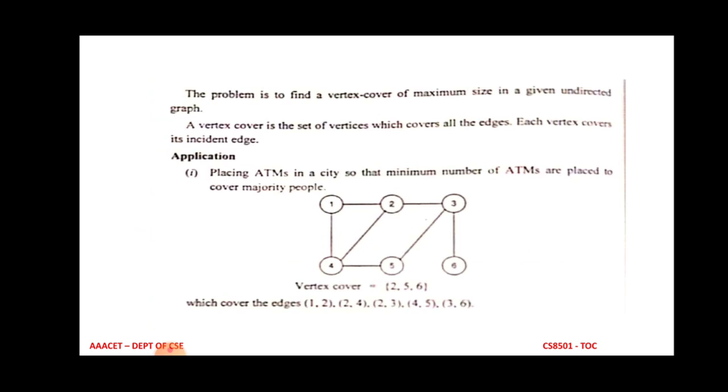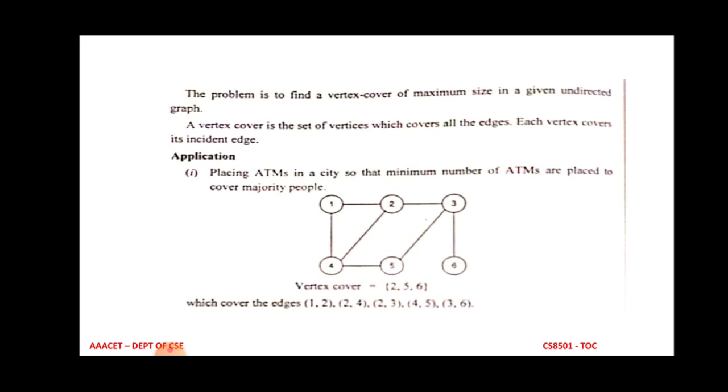So the vertex cover problem is used to find the minimum size cover in a given undirected graph. The vertex cover is a set of vertices which covers all the edges. Here is an example graph. There are 6 vertices: 1, 2, 3, 4, 5 and 6. The meaning of this problem is to find a set of vertices which covers all the edges in the given graph. Consider the vertex cover here is 2, 5, 6.